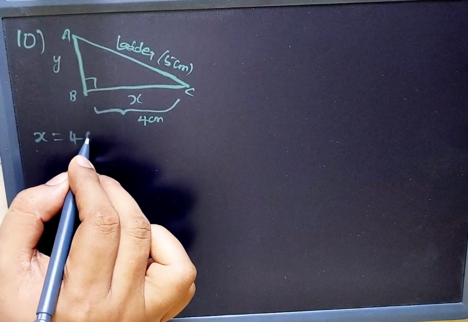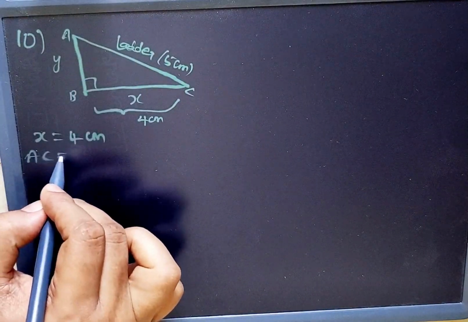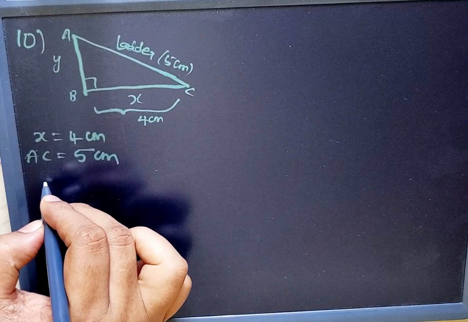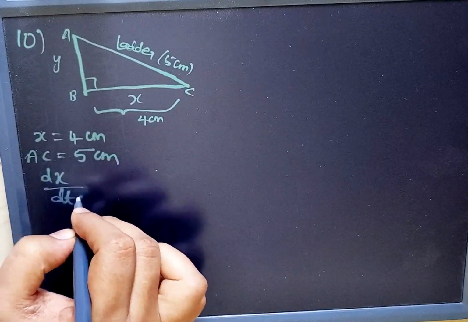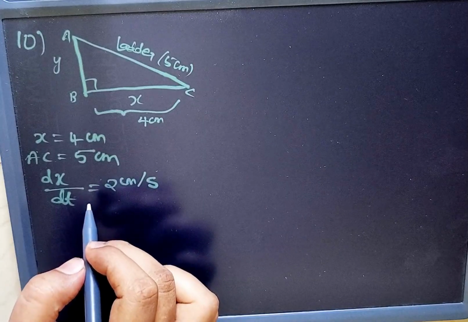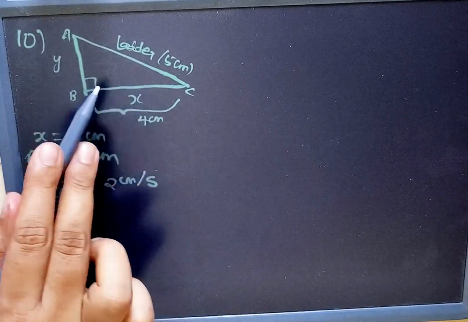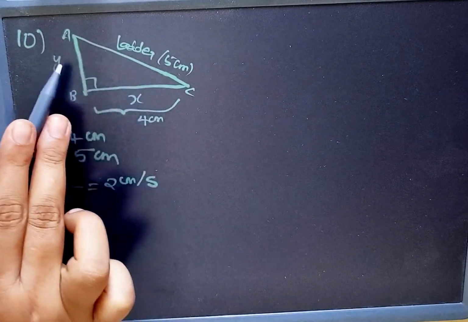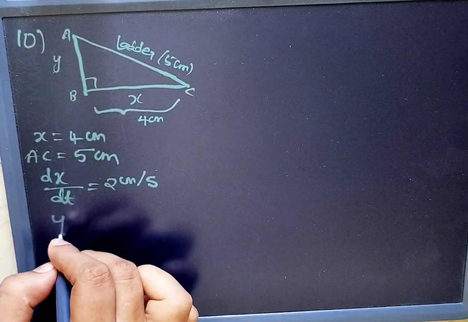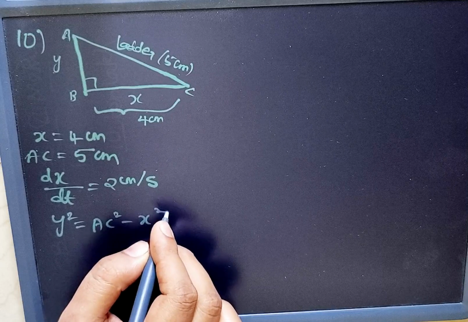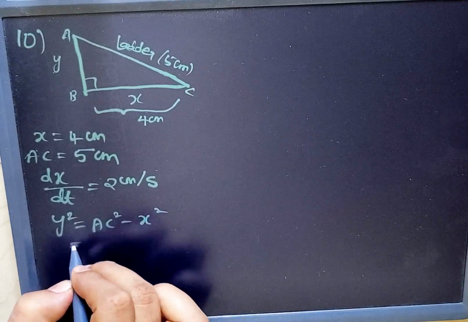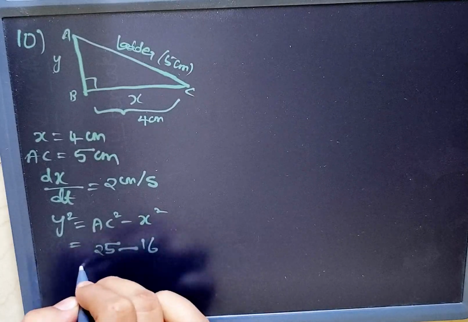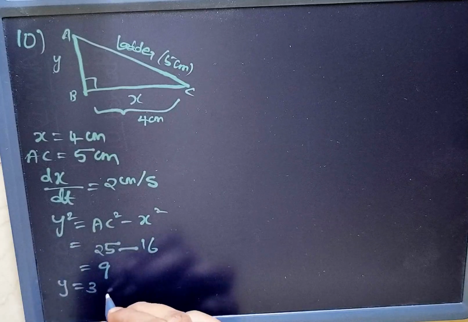So X is equal to 4 centimeter and ladder length AC is equal to 5 centimeter and the bottom of the ladder is pulled along the ground away from the wall at the rate of 2 centimeter per second. So we get dx by dt as 2 centimeter per second. We need to find y as well as dy by dt. Since it is a right angle triangle, we are going to use the Pythagoras theorem, that is AB square plus BC square will be equal to AC square. Since we need to find y, y square is equal to AC square minus x square, hypotenuse square minus the adjacent side. So here AC is 5, AC square is 25, minus x square which is 16, it is 9. When we take the square root, it is 3 centimeter.